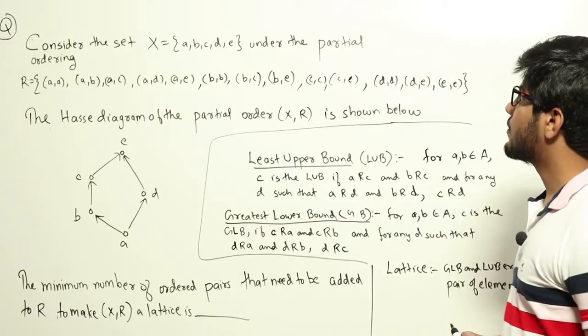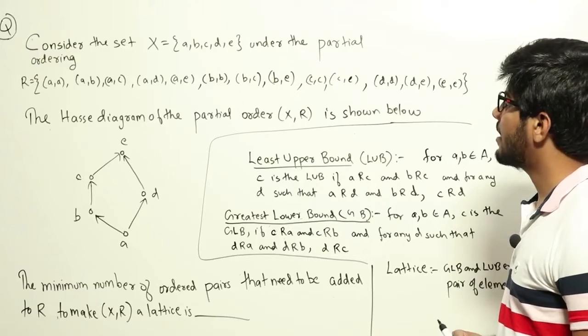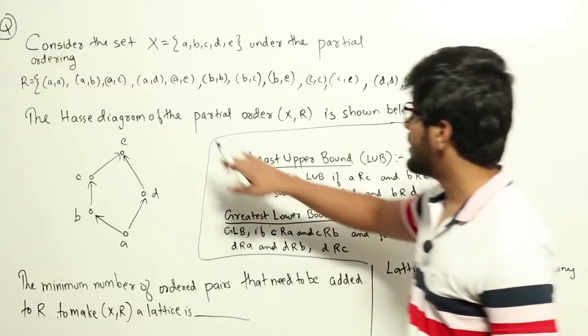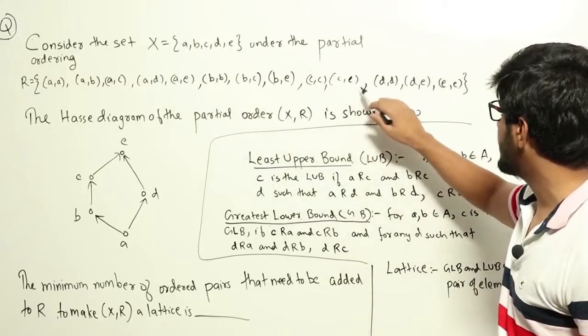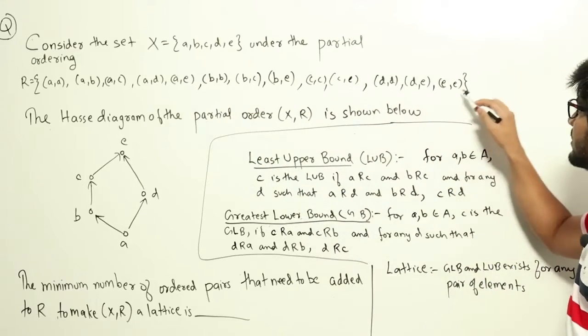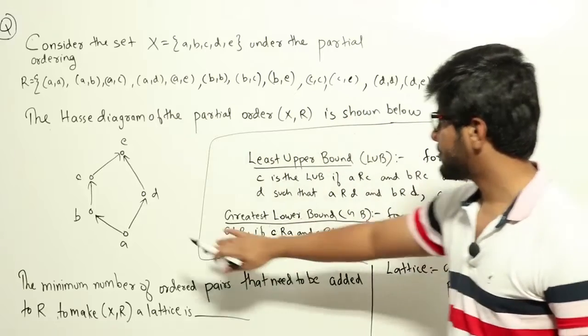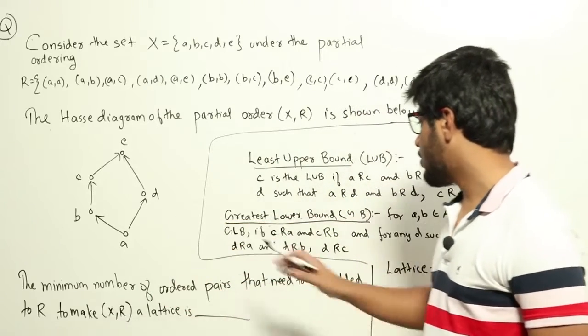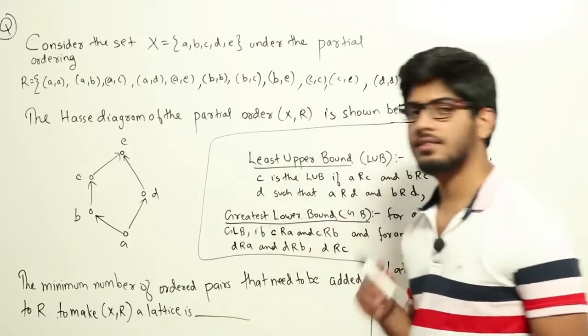Consider the set X equals {A, B, C, D, E} under the partial ordering R equals {AA, AB, AC, AD, AE, BB, BC, BE, CC, CE, DD, DE and EE}. The Hasse diagram of the partial order (X, R) is shown below. The minimum number of ordered pairs that need to be added to R to make (X, R) a lattice is.